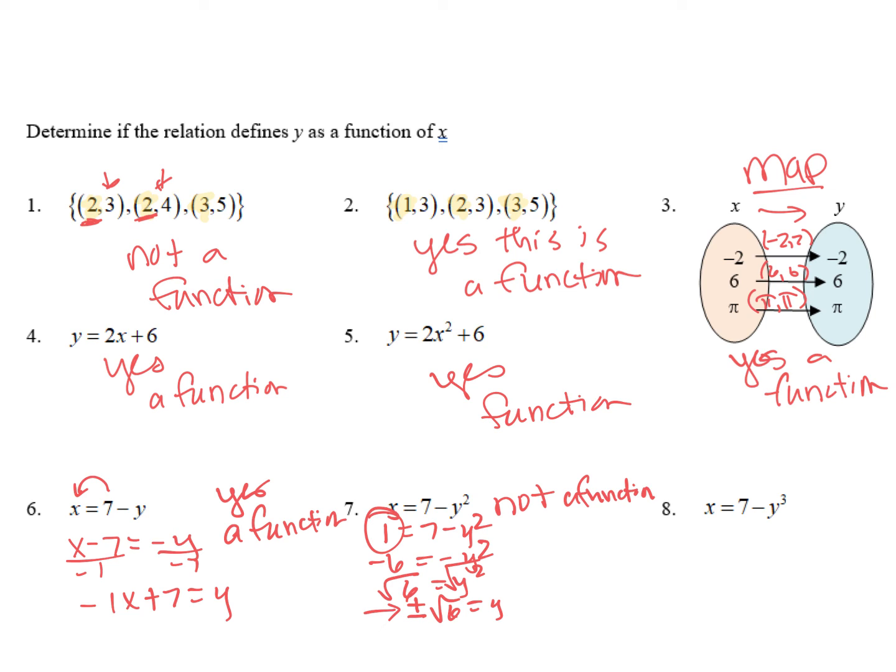Okay, when I do the same thing over here, let's say I do the same exact thing. 1 in, this is y cubed now. This is negative 6 equals negative y cubed. So positive 6 equals positive y cubed. When I take the cube root, it's a little bit different because cube roots can be positive and cube roots can be negative. So this is going to give me y equals the cube root of 6, not two different answers. So yes, it's a function.